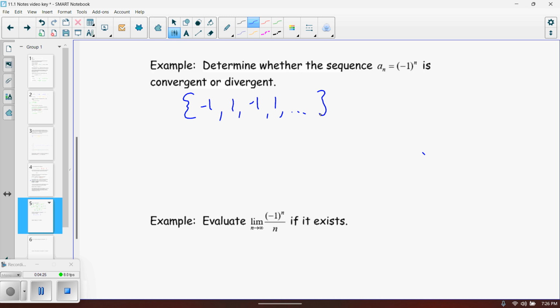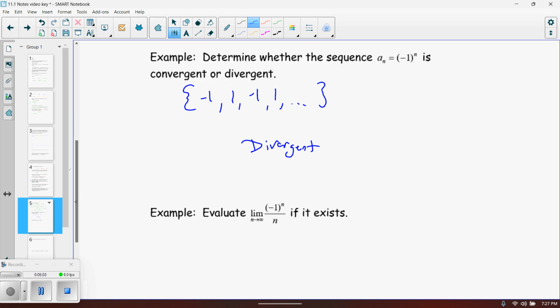Does this approach a finite number? Some people like to say, oh yes, it approaches 1 and it approaches -1, but which one is it? Since you can't determine which one it is, there's no one finite value this approaches. Therefore, this would actually be a divergent sequence. It does not converge. The limit does not exist because the values bounce back and forth between -1 and 1. It does not approach a single value. Therefore, this is a divergent sequence.